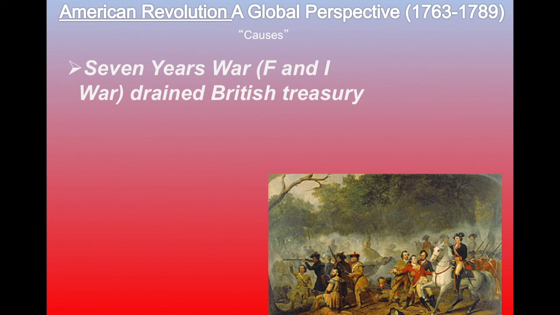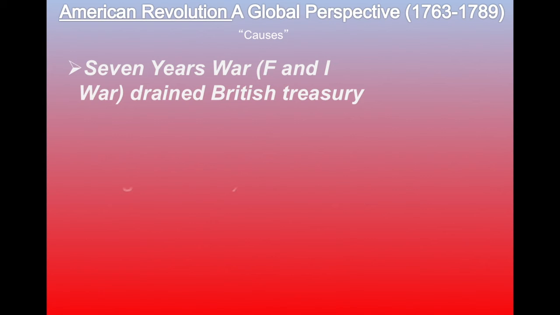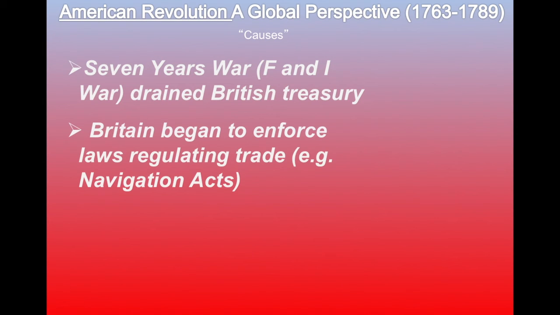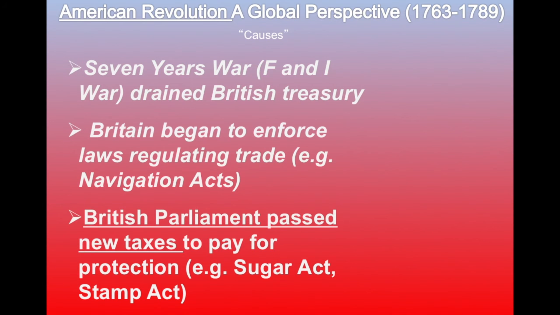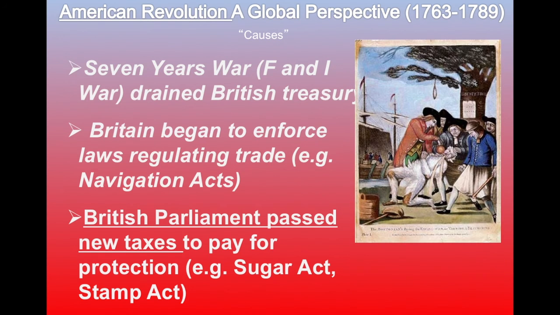The Seven Years' War had drained the British treasury. Britain began to enforce laws of trade regulation, such as the Navigation Acts, because of the Seven Years' War. It would be good to write down that British Parliament started to pass new taxes on the Americans to pay for protection. And so Parliament would start to pass these laws in England for the Americans, and the Americans would feel like they are not being represented due to these taxes. And so the Sons of Liberty and other protest groups will start to violently suppress the tax collectors.